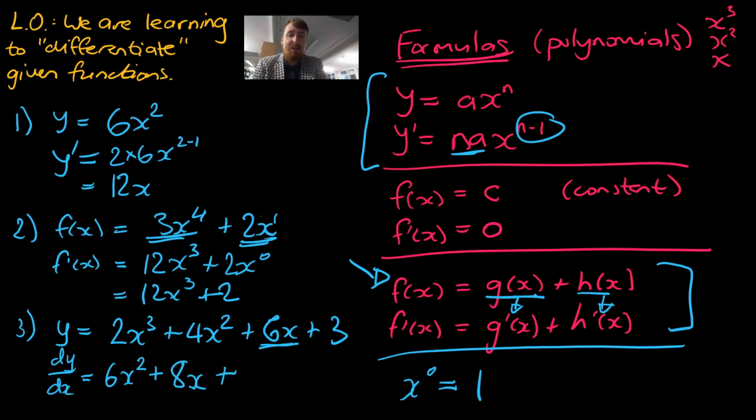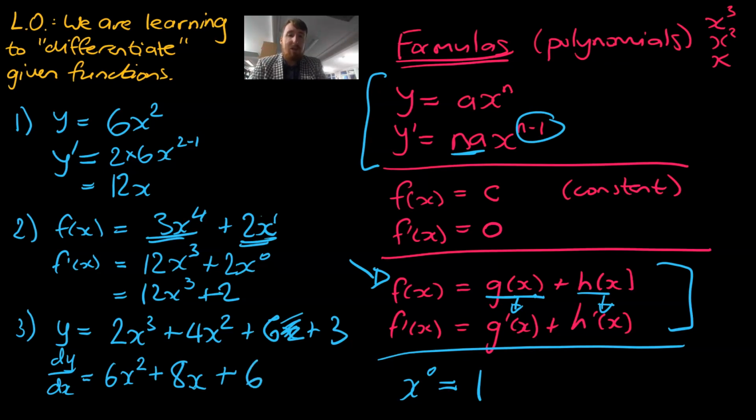Well, plus 6, this is similar to the one we looked at above. It doesn't have a power, which means it's to the power of 1, which means when we do n minus 1, that's going to become 0, and we're just going to ignore it. So what we're going to do here, our differentiation, we're just going to ignore the x, and that's going to become 6.